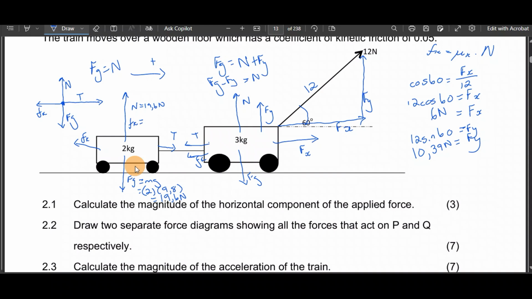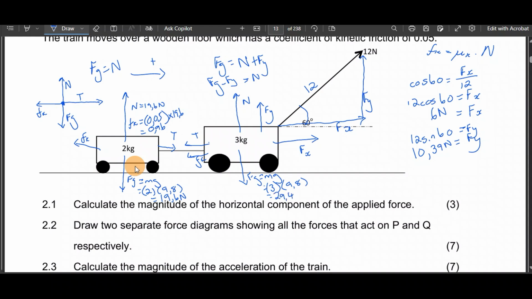So for me to get the Fk for this block, I now just go and say my mu, which is 0.05, times the 19.6, which gives me 0.96, right? But remember that for this one, it's also going to be mg, with my mass in kilograms times my gravitational acceleration, 9.8 times 3, and that gives me 29.4.